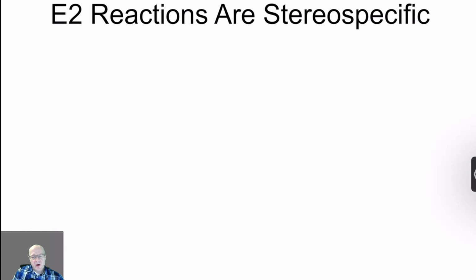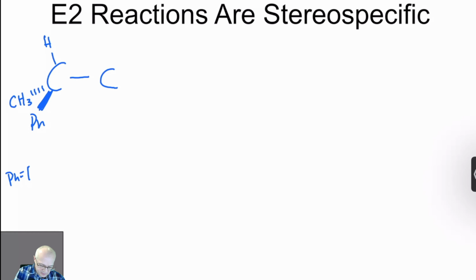E2 reactions are stereospecific. So let's do an example. Phenyl ring, methyl, and a hydrogen. Remember, phenyl is simply an aromatic ring. That's all phenyl is. And let's put a bromine on here, and a hydrogen here, and how about another phenyl ring there? So a couple phenyl rings.